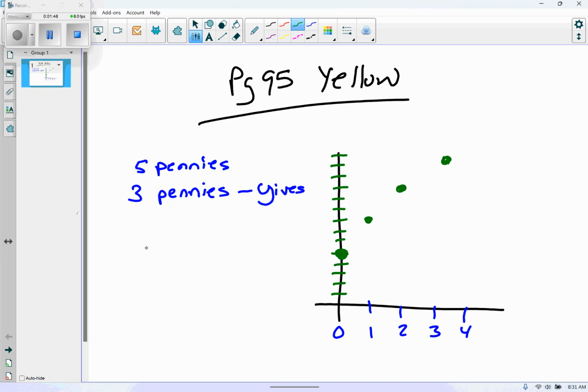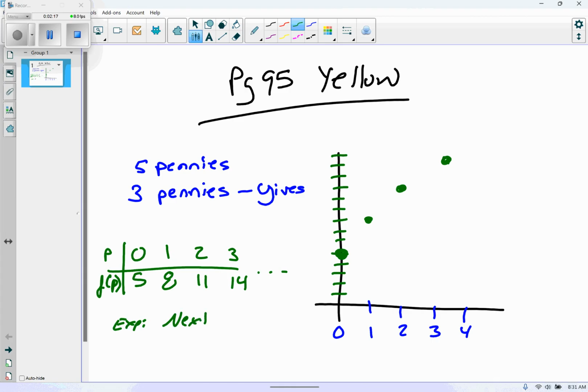Okay, so if we made the table, you could say P and F at P for pennies. So day 0, there's 5. And then day 1, there's 8. Day 2, there's 11. Day 3, there's 14. And it keeps going, right? And then let's take a look at the equations. So we could do our recursive, that would be next plus 3. And then remember, we have the 0 term, which is great.